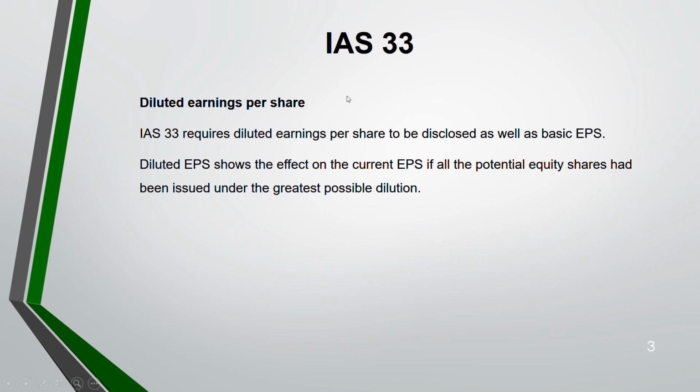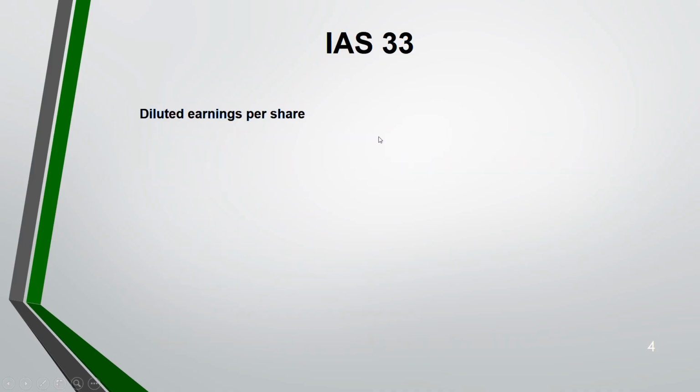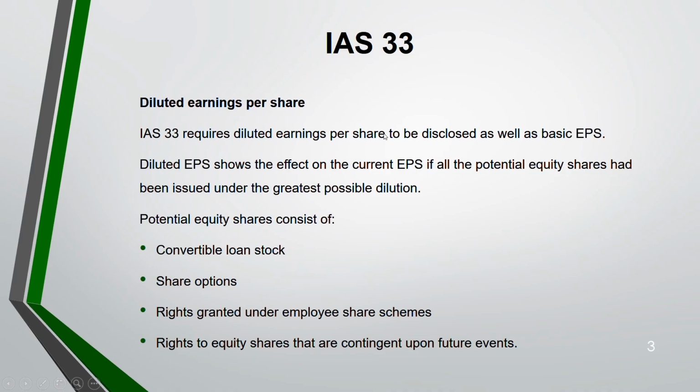Your basic EPS will always be more than your diluted EPS. Okay. Now, what are the potential equity shares? It consists of these things. Because of these things, there are differences. That means your EPS will be diluted. Convertible loan stock, share options, rights granted under employee share schemes, rights to equity shares that are contingent upon future events. So under these four options, you have to calculate diluted EPS. The detail of this is explained in my lecture IS 33.